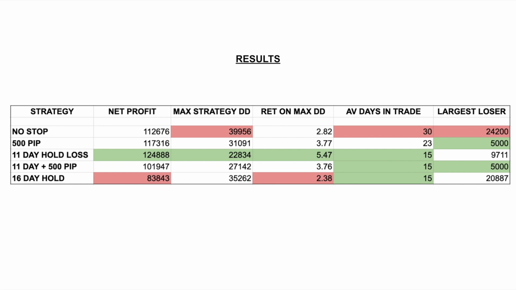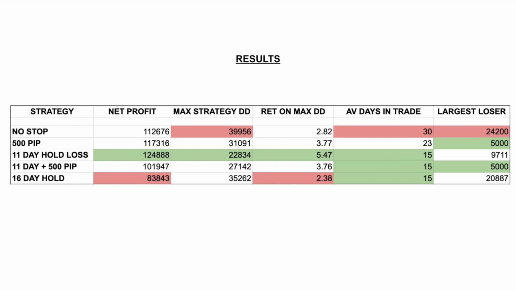whatsoever at nearly 40,000. The least maximum strategy drawdown was our 11-day timed exit if showing a loss at 22,000. The best return on the maximum strategy drawdown is the 11-day hold if we're showing a loss at 5.47. And that, if you don't already know, is just a calculation of the net profit divided by the maximum strategy drawdown. So in this case, we're looking at the 124,000 divided by the max drawdown, which was 22,000, and that's our 5.47. The worst there was the 16-day hold, followed closely by the no stop loss whatsoever.